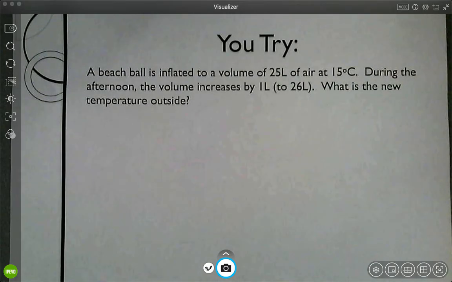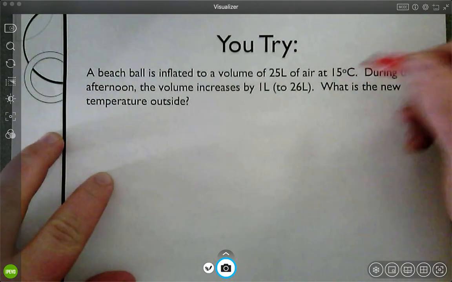Okay, your turn. We have a beach ball. It's inflated to a volume of 25 liters, and it's at 15 degrees Celsius. During the afternoon, that volume increases by a liter, up to 26 liters. So the beach ball gets a little bit bigger. What is the new temperature, since it increased? Pause the video and give it a try. Okay, got an answer? So first off, I am going to change this to Kelvin.